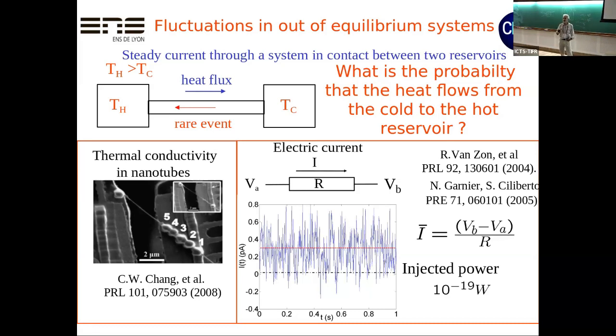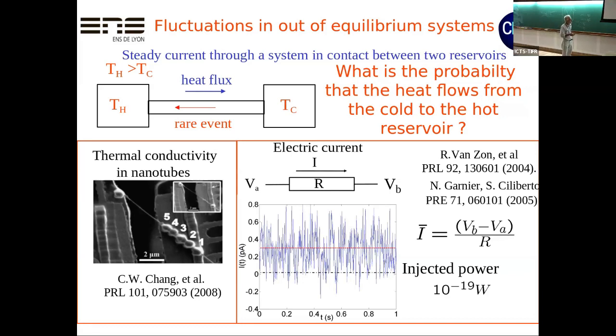Remember what I said about the Nyquist noise of a conductor. Now suppose I do a simpler experiment: I take a resistance, and then I measure the current flowing from A to B. Of course, the current has to be very small for doing this measurement. This is 0.3 picoampere, so 3 times 10 to the minus 13 ampere. This is the mean value. But now you see that there are fluctuations, and there are many events in which the current is flowing in the wrong direction, that is, in the direction opposite to the mean.